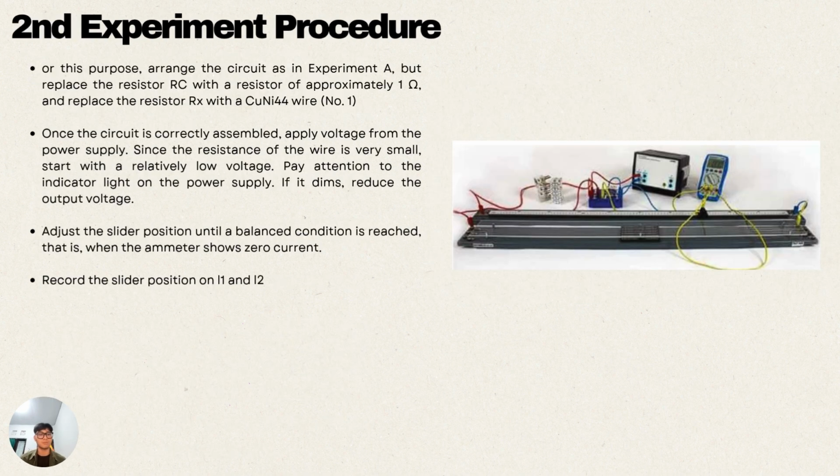Next is the second experiment procedure. For this purpose, arrange the circuit as in experiment A, but replace the resistor Rc with a resistor of approximately 1 ohm, and replace the resistor Rx with a 2Ni 44 wire. Once the circuit is correctly assembled, apply voltage from the power supply. Since the resistance of the wire is very small, start with a relatively low voltage. Pay attention to the indicator light on the power supply. If it dims, reduce the output voltage. Then we adjust the slider until a balance condition is reached, or the multimeter shows zero current. Record the slider position as L1 and L2.